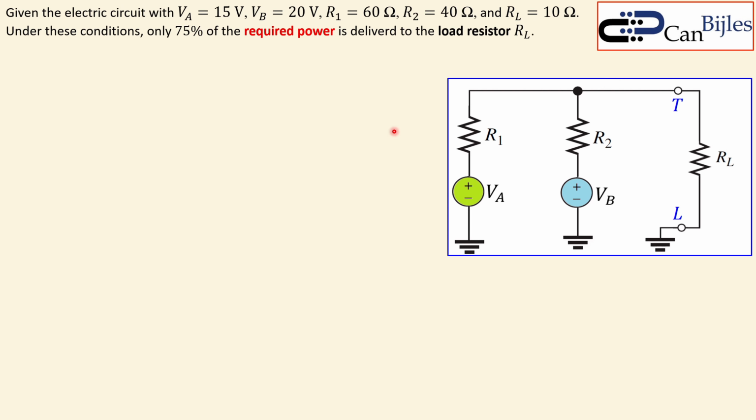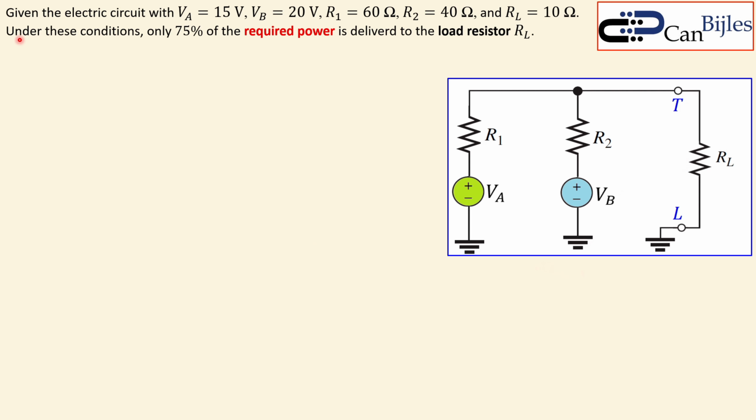We have the following circuit given, an electric circuit with two DC voltage sources VA and VB and three resistors R1, R2 and our load RL between the nodes T and L. VA is 15 volts, VB is 20 volts, R1 is 60 ohms, R2 is 40 ohms, and the load is 10 ohms. So everything is actually given.